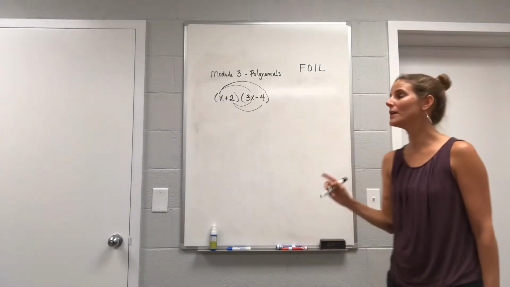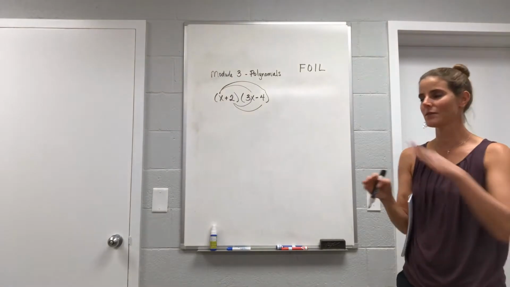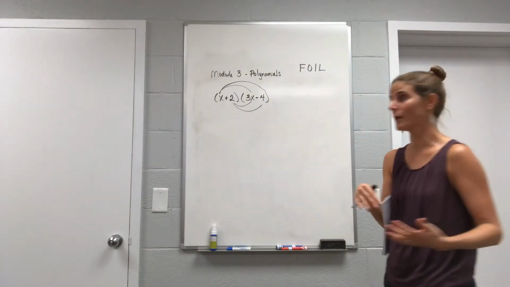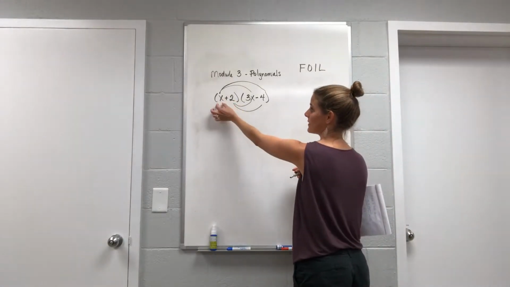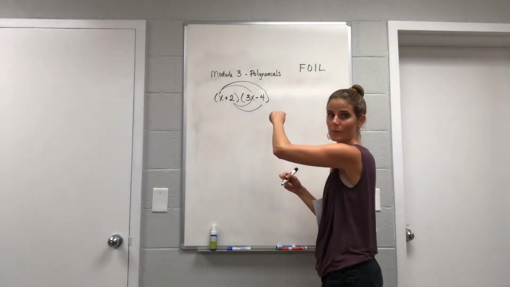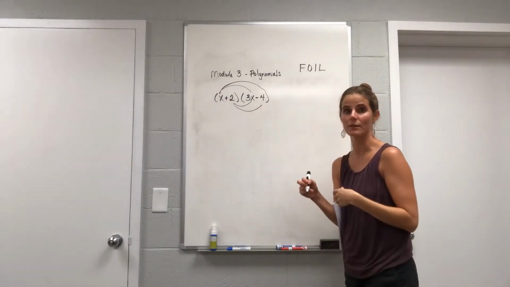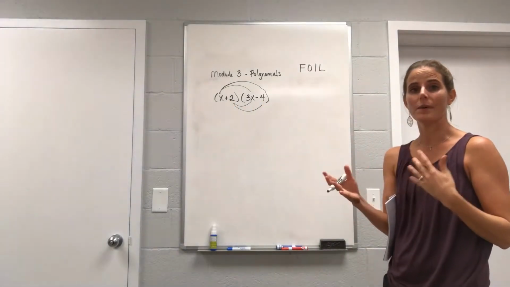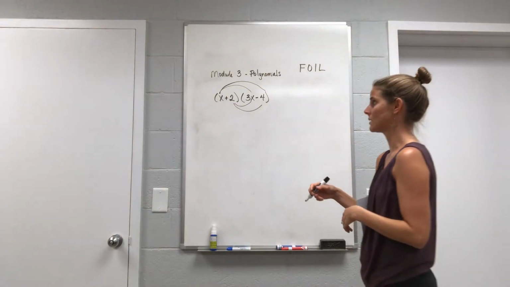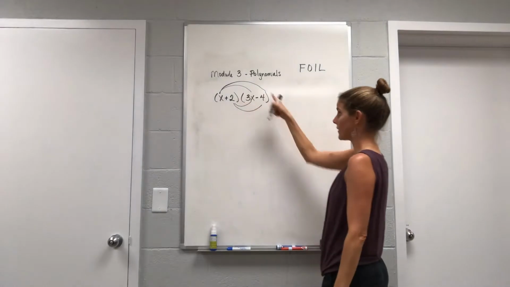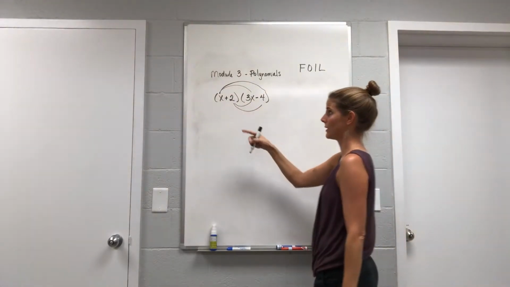The way that I like to look at this, because FOIL only works for a binomial, meaning two terms, times a binomial, I like to think of it as take the first term, distribute it to everything in the second one, like using the distributive property. Take the second term, distribute that to every term in the second polynomial. And we'll see that when we look at some where we have a trinomial. But we're just going to multiply this. Again, first, outer, inner, last, or you can look at it as distributing each one of those.